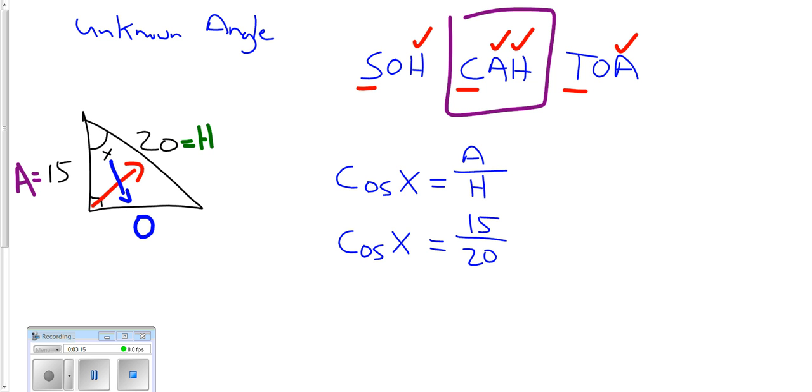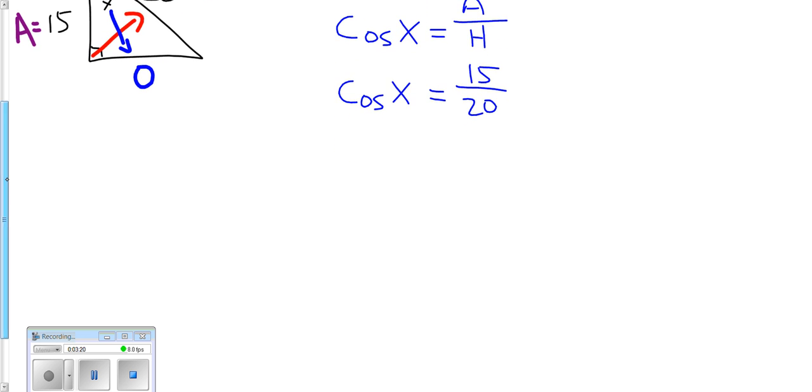So if I want to solve for this, I would simplify that fraction. I'm going to do 15 divided by 20, so cos of x is equal to 15 divided by 20, which is going to give me 0.75. And whenever you're dividing a fraction in the trigonometry unit, you should always go to 4 decimal places. In this case, it would be 0.7500. So I'm just going to simplify it to 0.75.